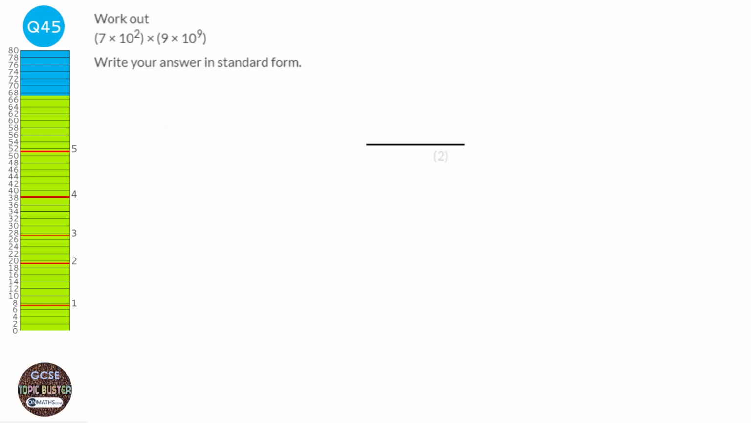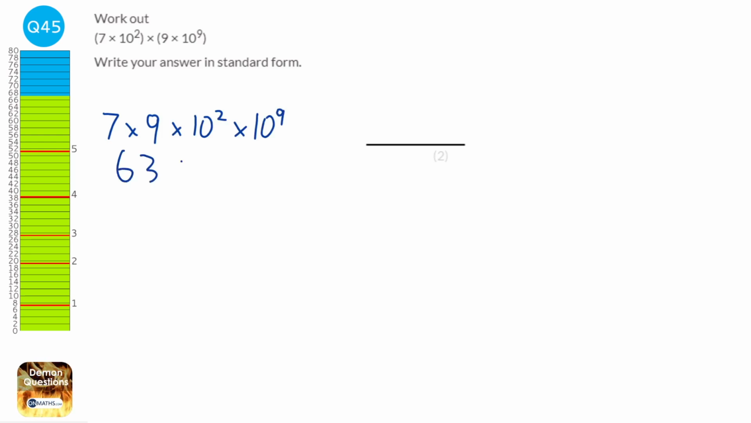When we multiply numbers, it doesn't actually matter which order we multiply them. So I can actually rewrite this as 7 times 9 times 10 to the power of 2 times 10 to the power of 9. 7 times 9 is 63. And 10 to the power of 2 times 10 to the power of 9, we add the powers, so it'd be 10 to the power of 11. Now here we've got a problem.